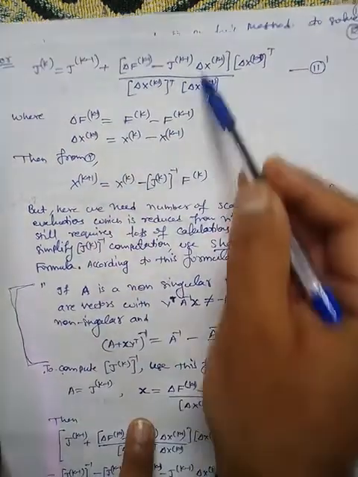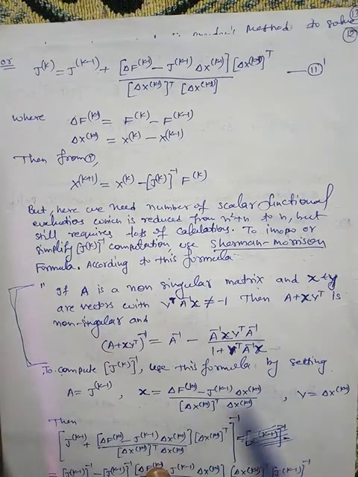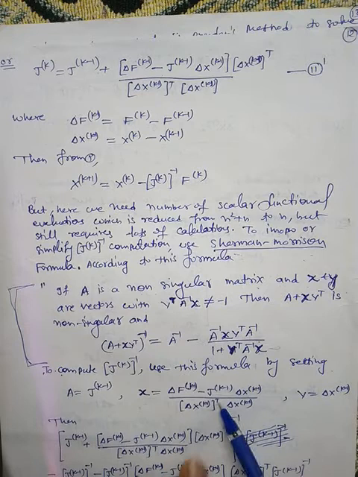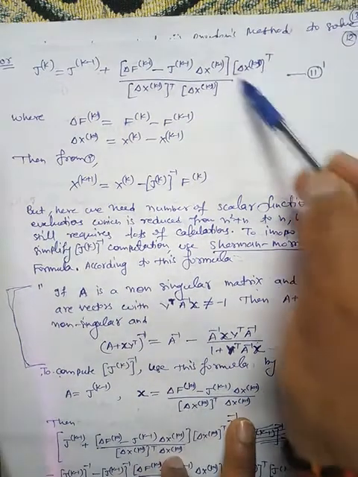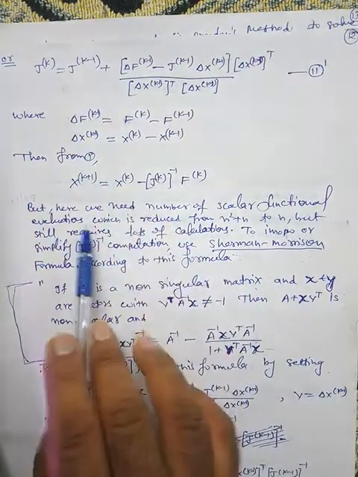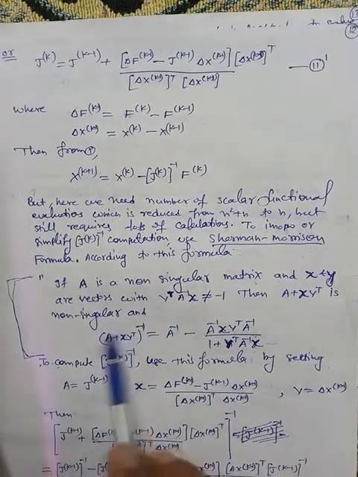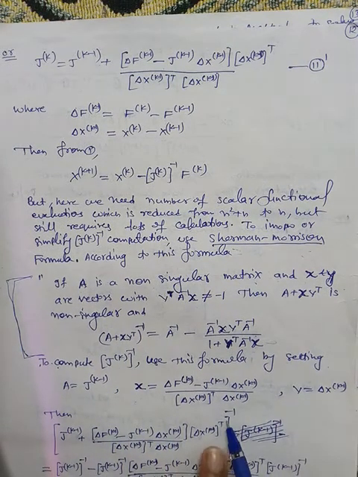What is x? X is this quantity, delta fk minus 1 minus Jk minus 1 delta xk minus 1, divided by delta xk minus 1 transpose delta xk minus 1. What is y? Y is this quantity, so delta xk minus 1. Substitute these values in this formula. So we have this, which is Jk minus 1 plus, this is your x and this is your y transpose, inverse.